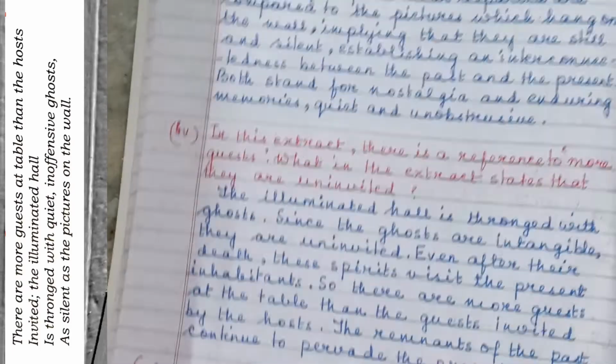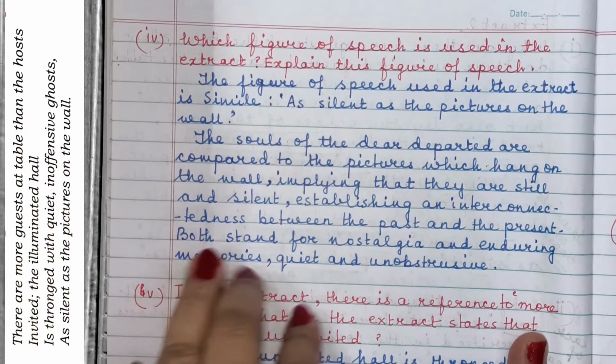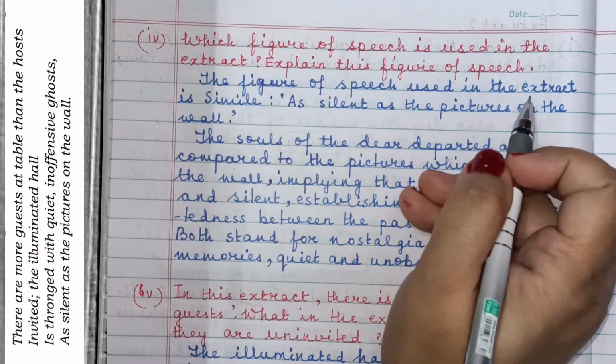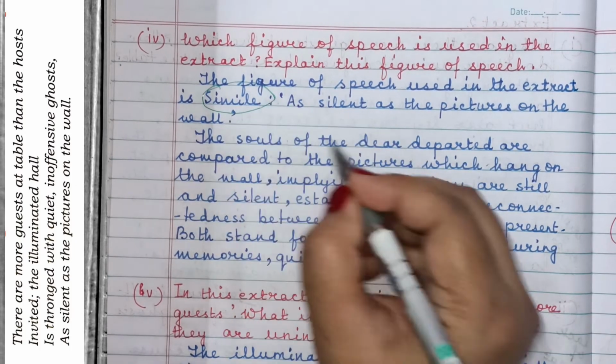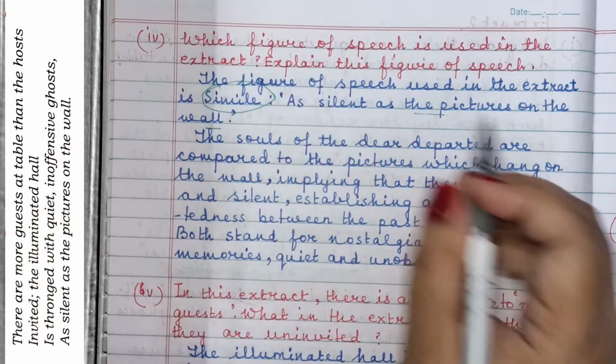Next, question number 4. Which figure of speech is used in the extract? The figure of speech used in the extract is simile. As silent as the pictures on the wall. Explain this figure of speech.